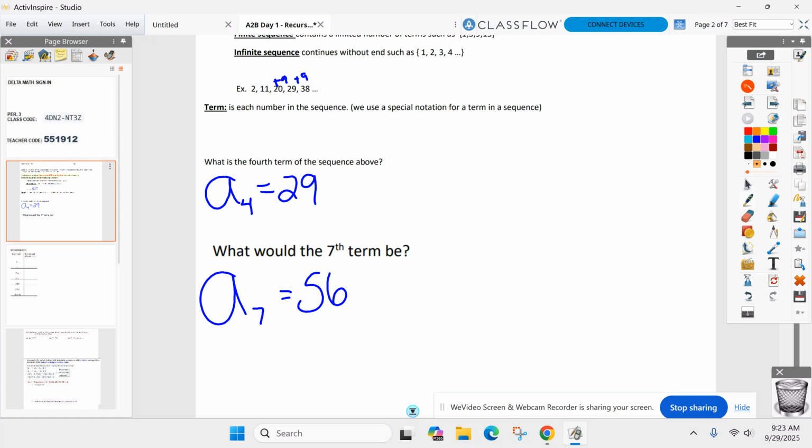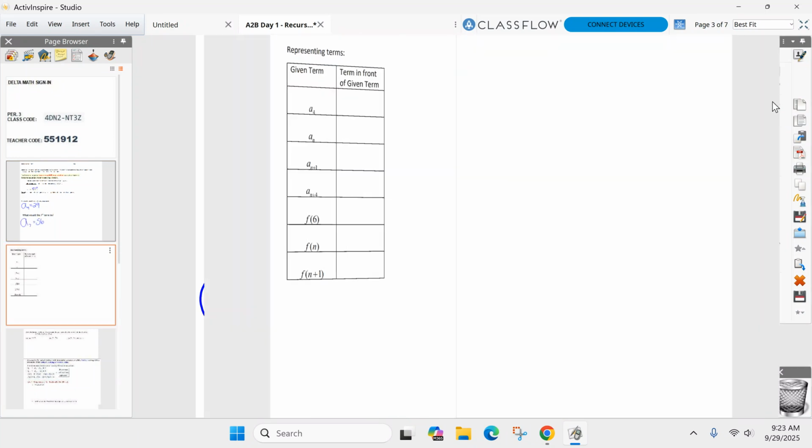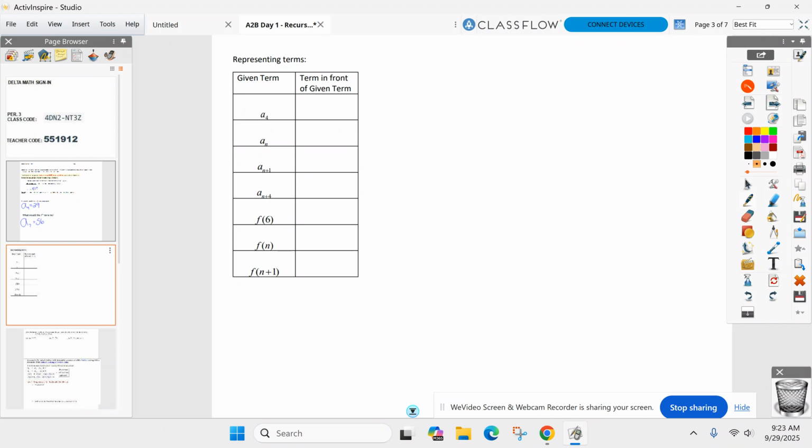All right, let's see if we really understand the notation now. Here's what I'm going to do in this chart right now. I'm going to give you what term we're on. How would you write the next term now? All right, so first, this tells me I'm on what term? Fourth term. So the next one would be the fifth. And how do I write the fifth term? A with the subscript of 5.